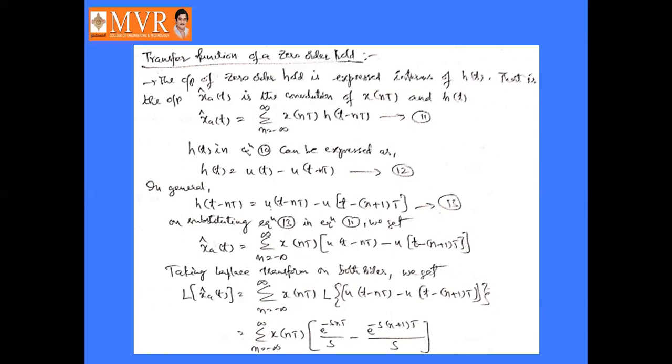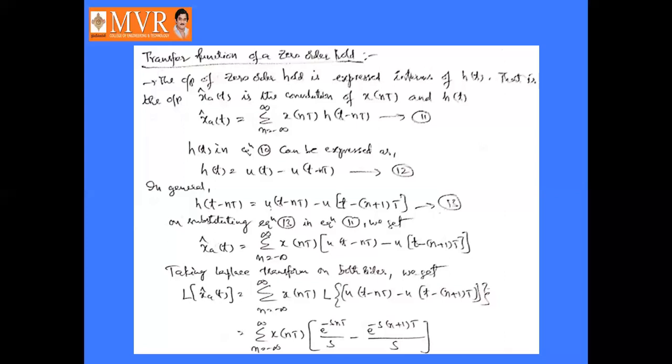So x_a(t) is equal to sigma n equals minus infinity to infinity x(nT) h(t minus nT). That is equation number 11. Here h(t) in equation 10 can be expressed as h(t) equal to u(t) minus u(t minus T). That is equation number 12. So in general h(t minus nT) is u(t minus nT) minus u(t minus nT minus T), so u(t minus (n plus 1)T). That is equation number 13.